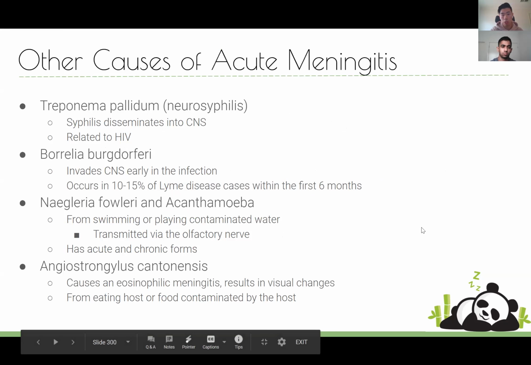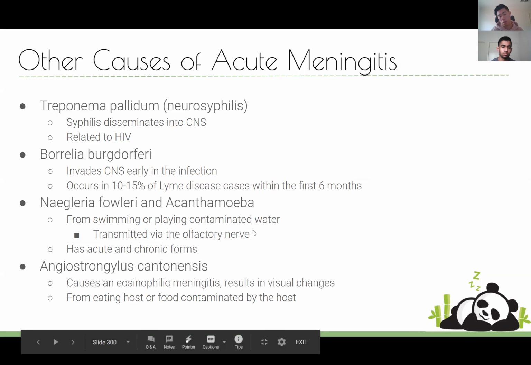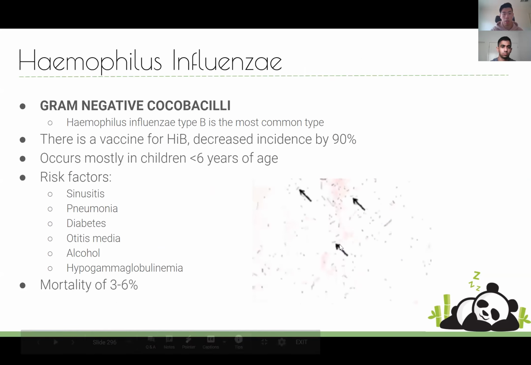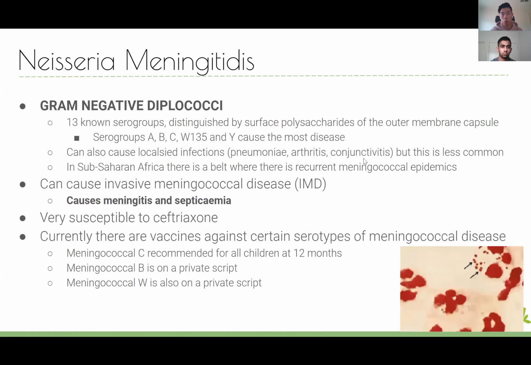Other causes of acute meningitis include syphilis, as well as other random bacteria or organisms. Not very important. The most important thing is these three causes, and that's mostly what you need to know.